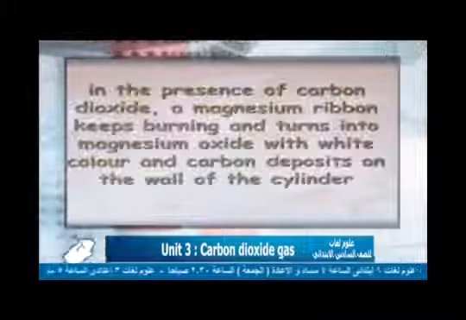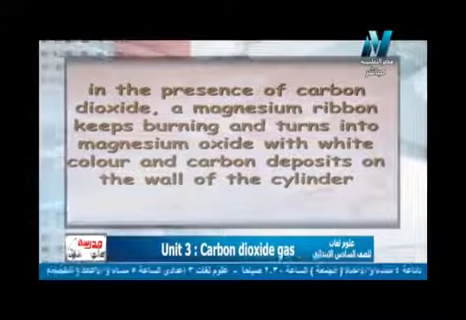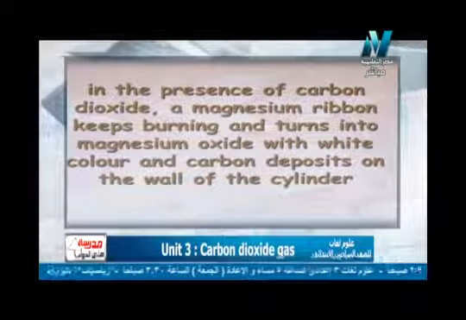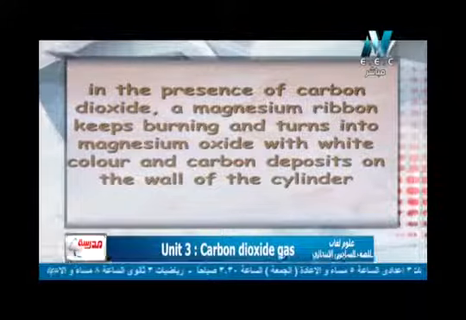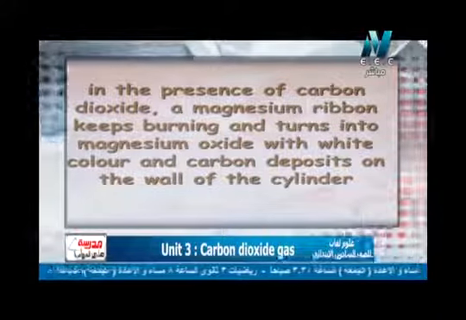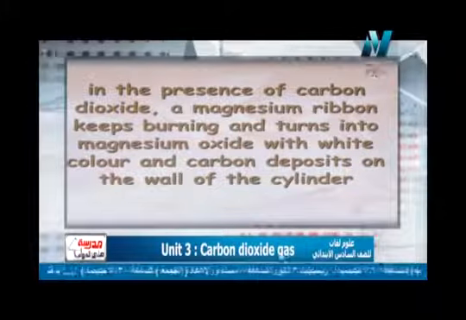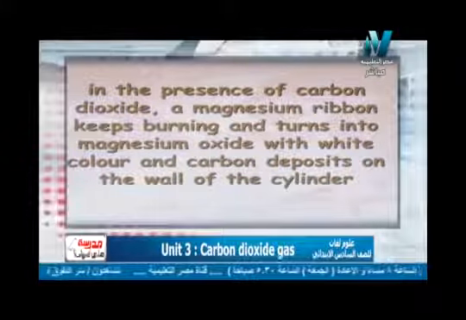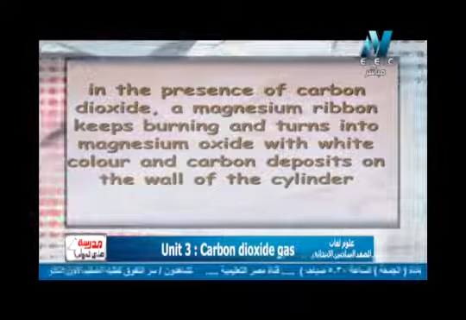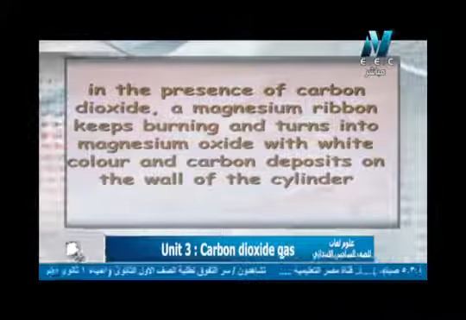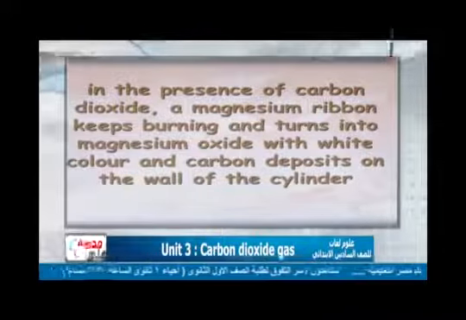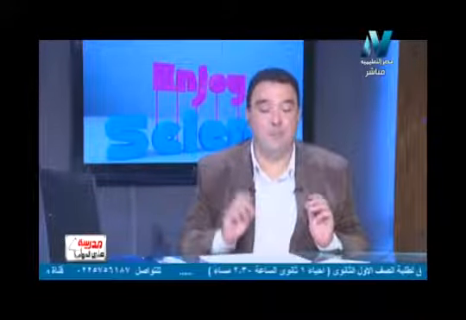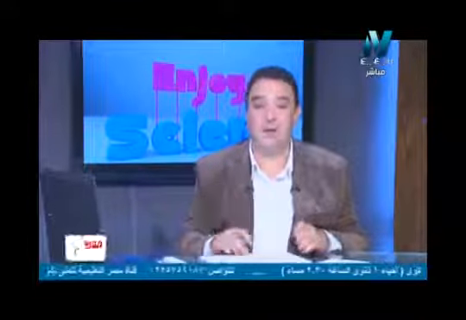So, in the presence of carbon dioxide gas, a magnesium ribbon. هنا بقى experiment مهم قوي قوي وهو طويل شوية. لو في وجود الكربون دايوكسيد جاز لو جبنا شريط مغنيسيوم ريبون keeps burning بيحتفظ بالاشتعال and turns into magnesium oxide with white color and the carbon deposits on the wall of the cylinder. Let me explain this experiment by drawing. نشرح بالرسم مع بعض ايه اللي بيحصل لو magnesium ribbon بيتحرق في وجود الكربون دايوكسيد جاز.